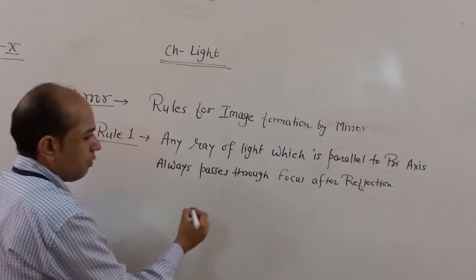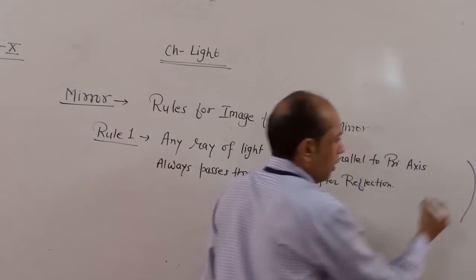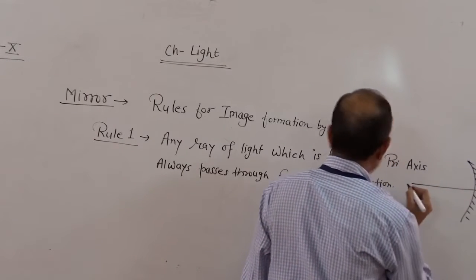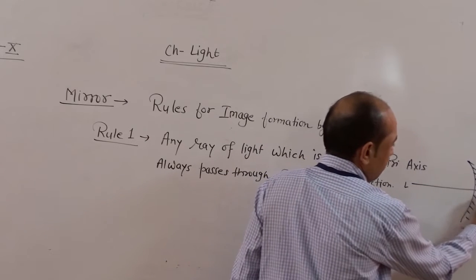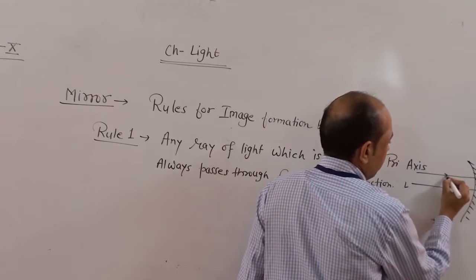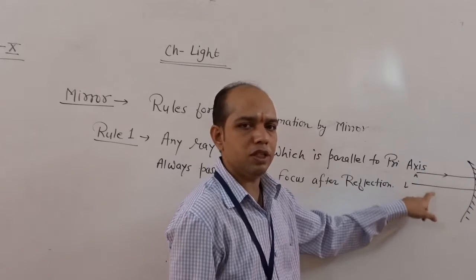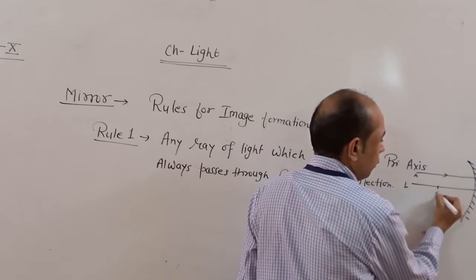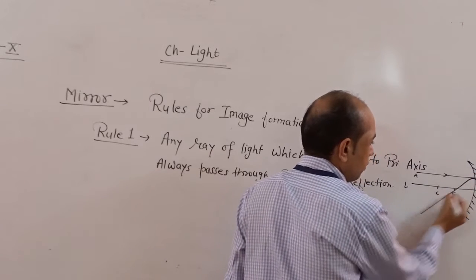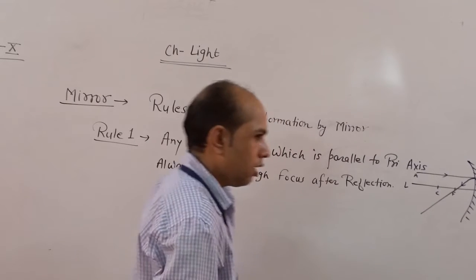That means if I draw a concave mirror, LM shows the principal axis. Suppose AB is a ray of light. This ray of light is parallel to the principal axis. After reflection it passes through the focus. So at point B it goes to the focus. It always passes through the focus. This is the first law.